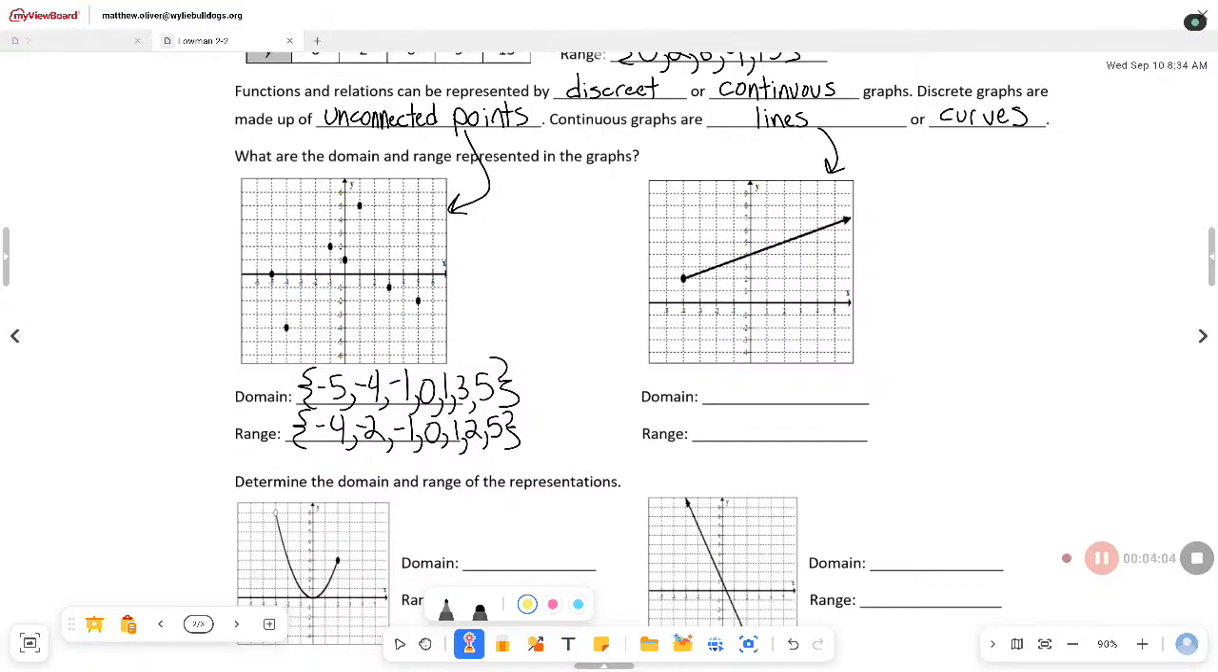Now for our continuous that we've got over here, we're going to do it a little different, because even though I could list, okay, there's -4, -3, -2, -1, 0, 1, it's got an arrow, that means it's going to keep on going. But also, since it's a line, there's a point at -3.5 or -3.25 or 0.0001. So there's no way for me to list all of those all together.